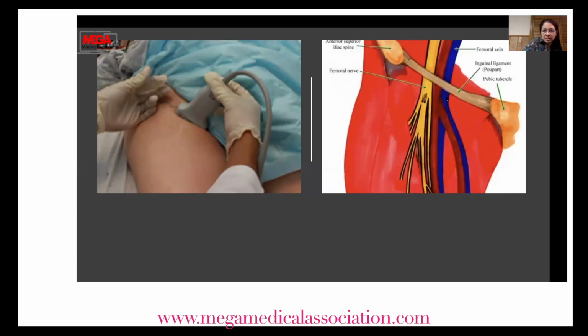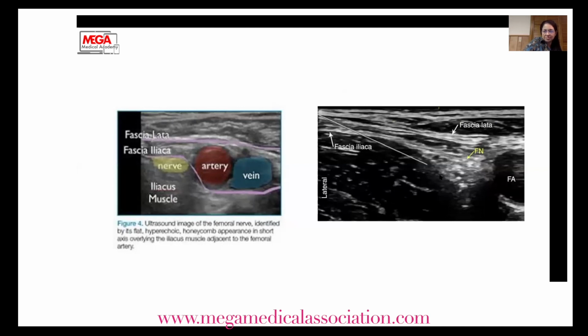So this is the anatomy. It's very important that we know the vein is the most medial, then the artery is in the middle, and the femoral nerve is most lateral. The femoral nerve is a big nerve and is usually flattened. The ultrasound gave us eyes to see things that we used to do blindly. So we put the ultrasound here and we look for this.